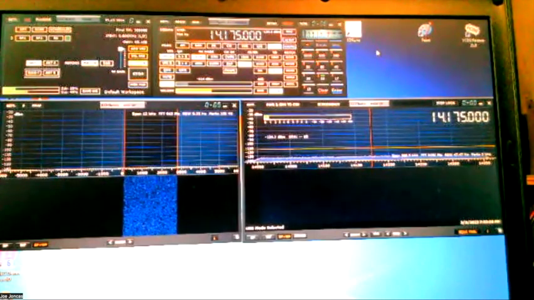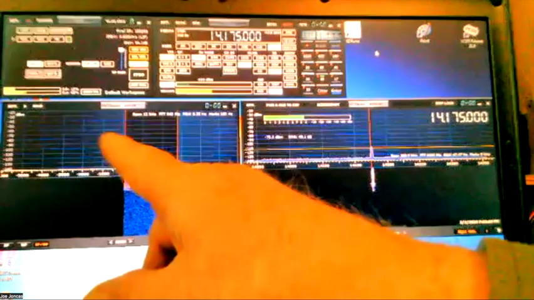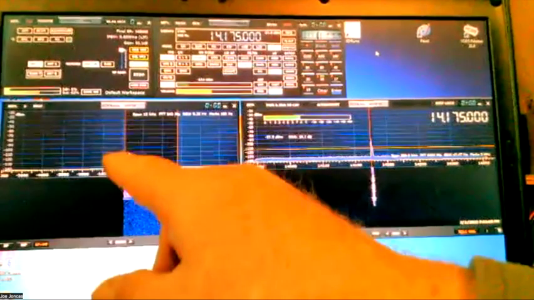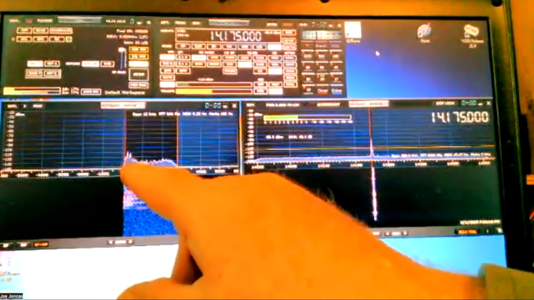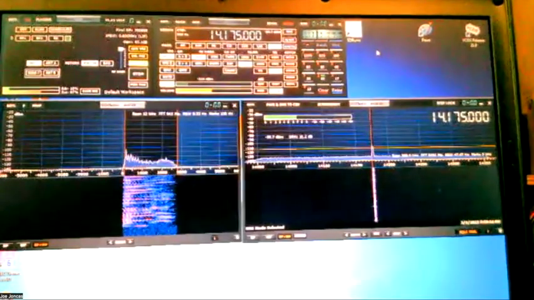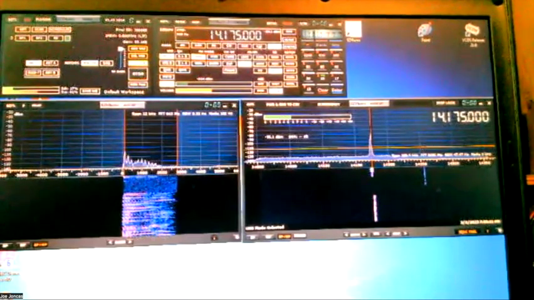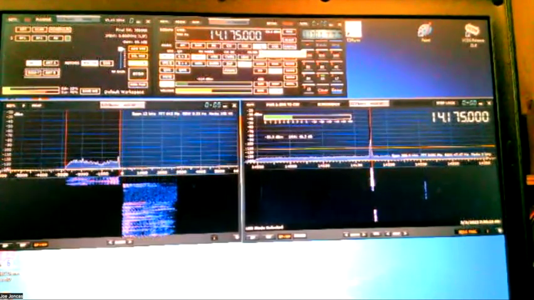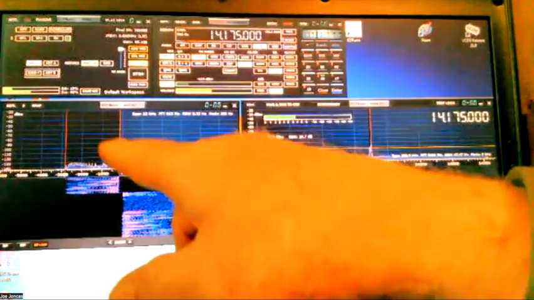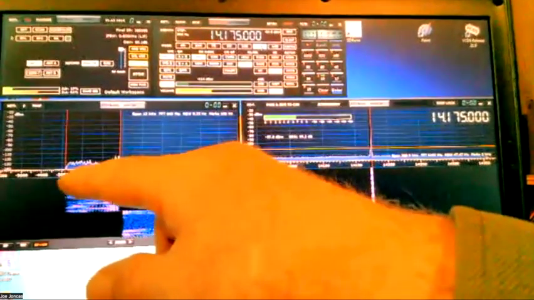So let's go to lower sideband. Well, hey, stay on upper sideband. Go ahead and speak into it. This is KF4RTK. You notice right here, this is zero frequency. This is where the carrier would be, and all the signals are on the upper side. So that's upper sideband. Okay, now switch to lower sideband. Notice this is where the carrier would be, and this is lower sideband.